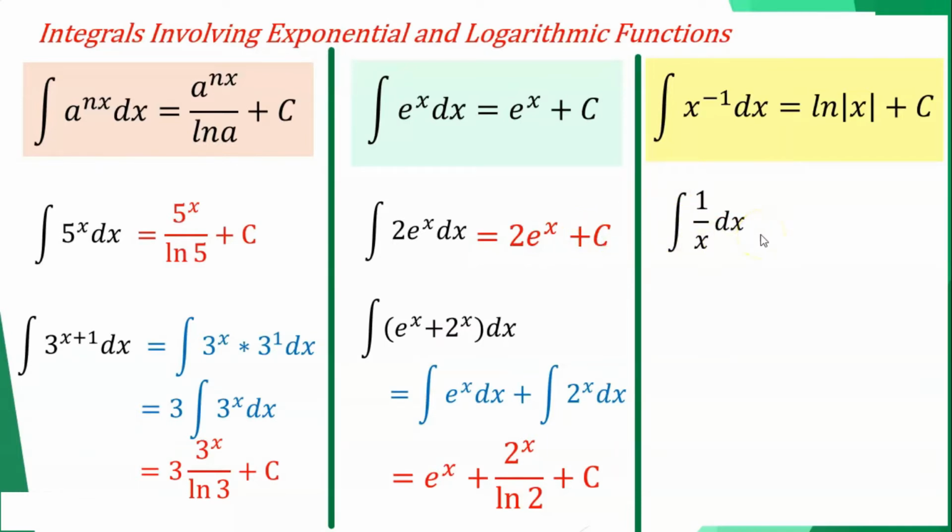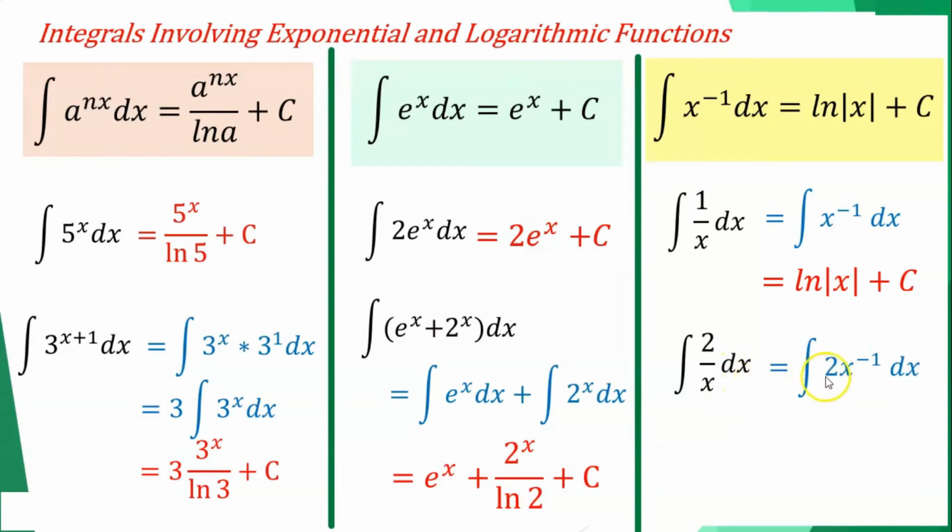So answer to this would be, or we can rewrite this as x to the power of negative 1 dx, or we can have this as ln of x plus c. Okay, another. What is the integral of 2 over x dx? So take note, we can rewrite this as 2x to the power of negative 1 dx. So with this, our integral would be 2 ln of x plus c.